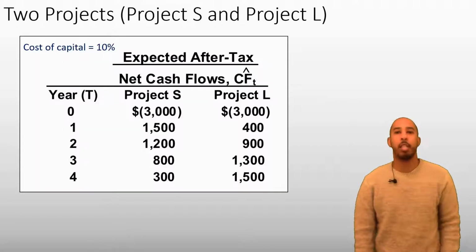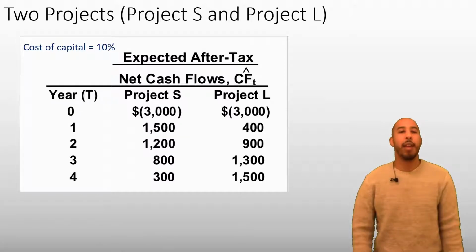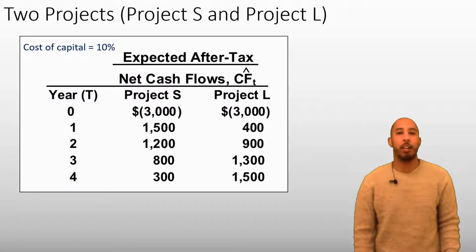We're going to be evaluating 2 projects, Project S and Project L. Project S has an initial cash outlay of $3,000, which means we'll have to spend $3,000 to get the project started. After that, we'll receive $1,500, $1,200, $800, and then $300. With Project L, we'll have the same $3,000 initial cash outlay, and we'll receive $400, then $900, $1,300, and then $1,500. For both of these projects, we'll assume that the company's cost of capital is 10%.